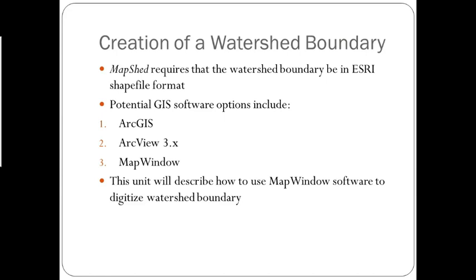With regard to creating a watershed or basin boundary file, MapShed requires that the boundary file be in Esri shapefile format. There are a number of different GIS software packages that can be used to do this. Some options include ArcGIS, ArcView 3.x, or MapWindow, which is the freeware GIS package that is installed along with MapShed. This unit will describe how to use MapWindow software to digitize such a watershed boundary file.